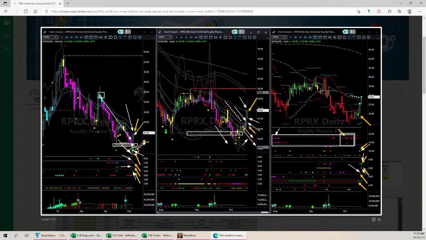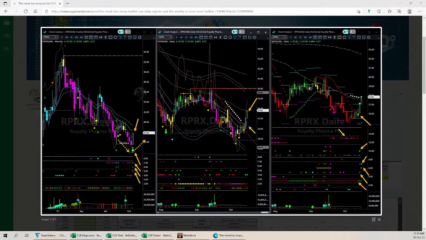So it looked pretty bullish and I took a long trade. I don't remember whether I took it on Thursday or Friday morning, either near Thursday's close or Friday morning. One of those times I took a long position in RPRX, looking very bullish.